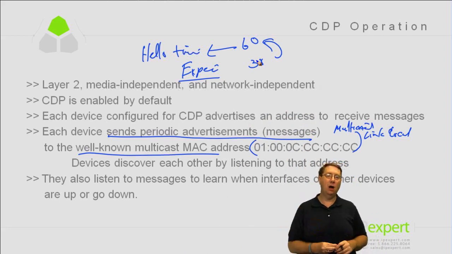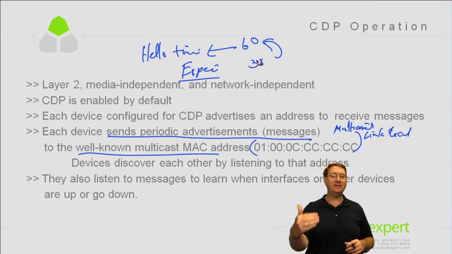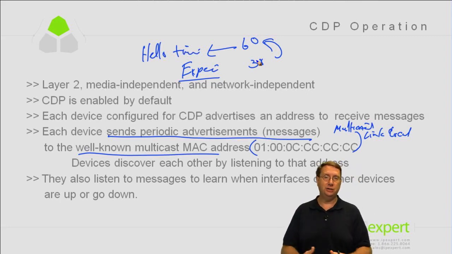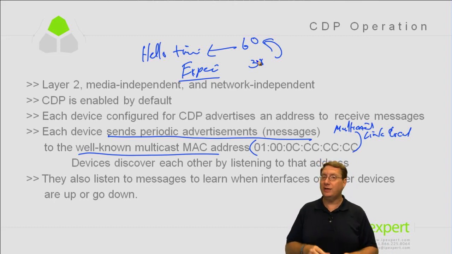Now, if I miss a hello, that's not a problem. If I miss a second hello, that's not a problem. If I miss a third hello, we've got a problem. And what's going to happen is that I'm going to remove information from my CDP table. Yes, there's a CDP table. So that tells us one thing and one thing only, and that is that CDP maintains stateful information. That stateful information relies on these timers in order to determine whether or not that information is valid or invalid.